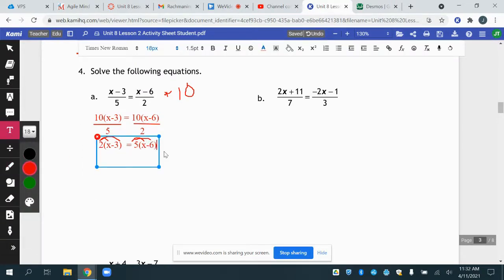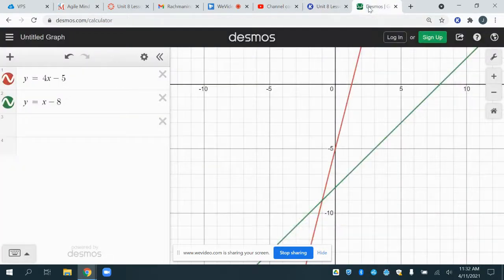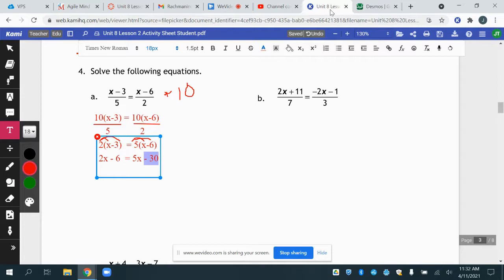Okay, so that'll give me 2x minus 6 equals 5x minus 30. Now, if I were going to graph, I could graph these. This has a slope of 2 and a y-intercept of negative 6, and I could graph a line. This has a slope of 5 and a y-intercept of negative 30. I could graph those two lines on here, and it would tell me the answer. But I'm going to use algebra because that's a much more useful tool to us right now.